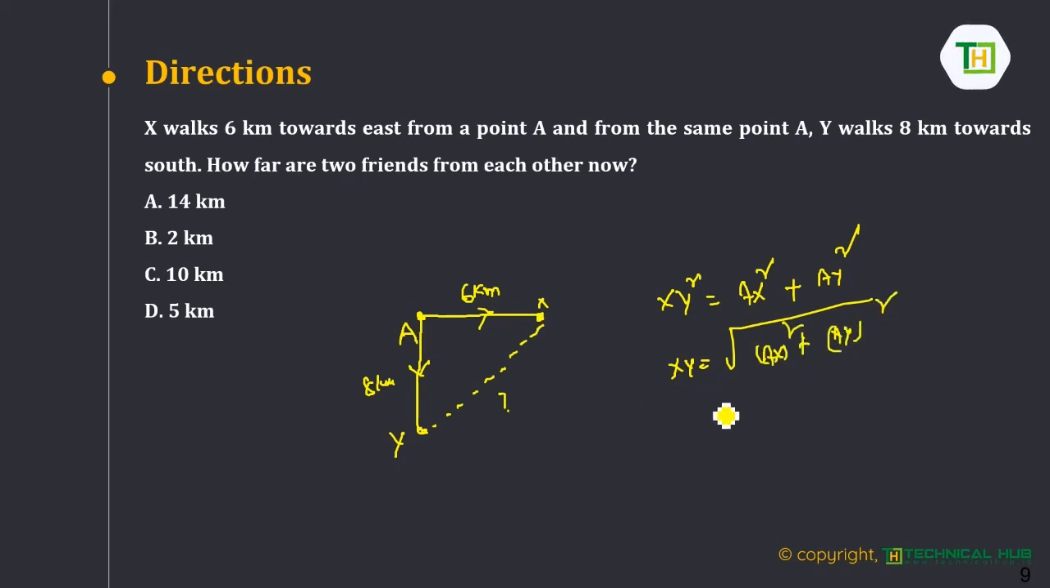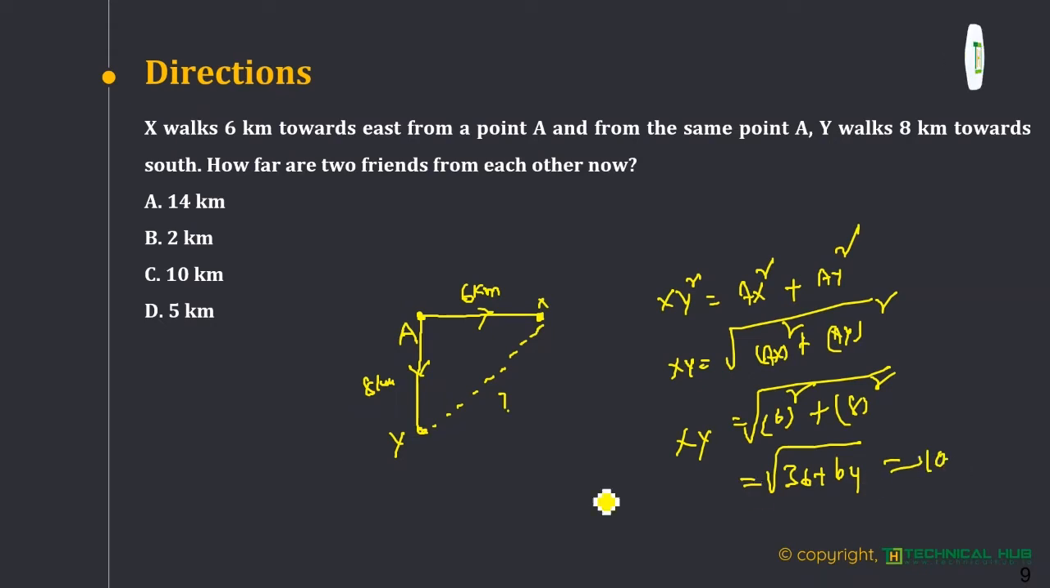So AX means 6 squared, and AY means 8 squared, taken under the square root. This is XY, the distance between the two friends. 6 squared is 36, 8 squared is 64. Adding both gives 100. The square root of 100 is 10 km. So XY is 10 km, the distance between the two friends. Between the two friends the distance is 10 km, so given the options, option C is the correct answer.